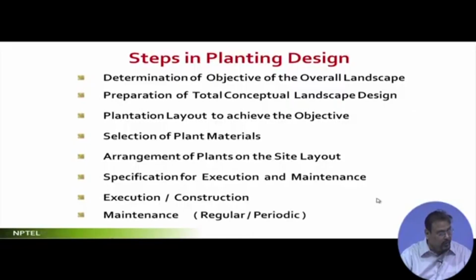Okay, and then finally the maintenance. Here you are specifying for execution and also for maintenance. So all specifications for execution will be followed during this particular stage, and all specifications for maintenance, which is now perennial and continuous, whether regular or periodic, depend on what kind of plants you are selecting. I'm focusing on planting design here, not on the overall landscape, just plants.